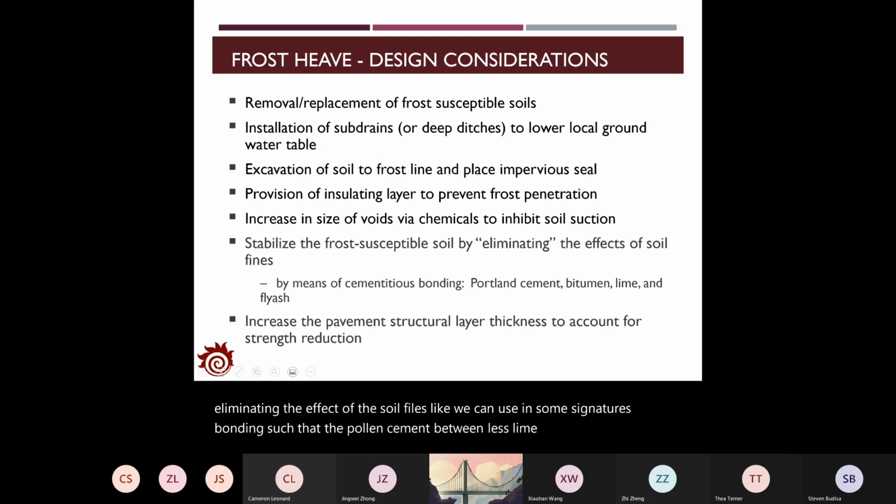And also we can increase the pavement structure layers, like we can increase the thickness of the base or subbase layers, so that the pavement structure will be less dependent on the subgrade. And this can also potentially reduce the impact of the frost heave to the pavement structure. So with that, we have finished the introduction about the frost heave and the impact of the water contents. Do you have any questions so far?